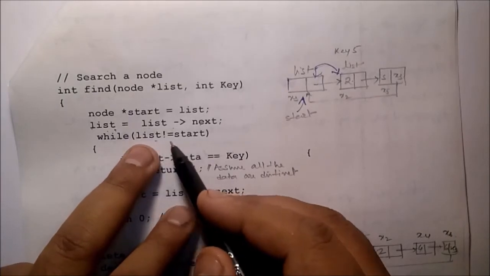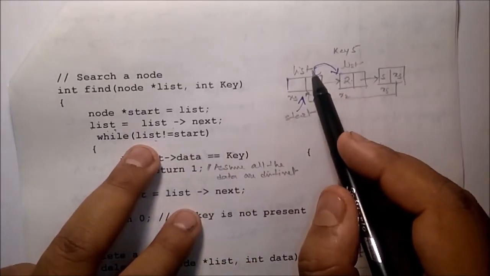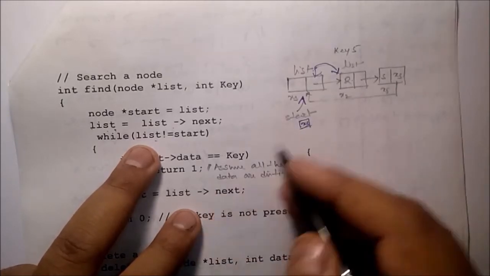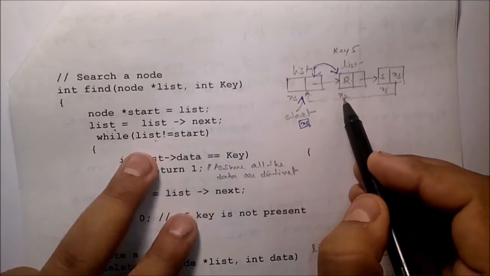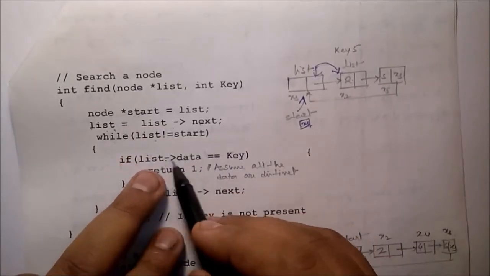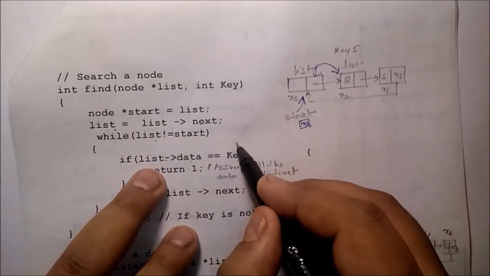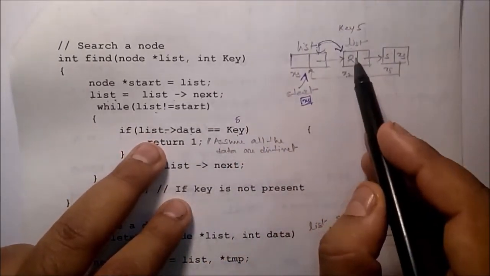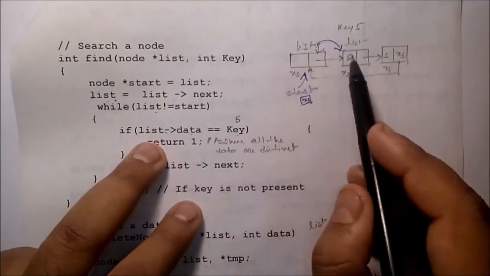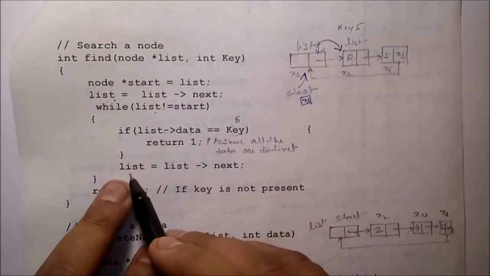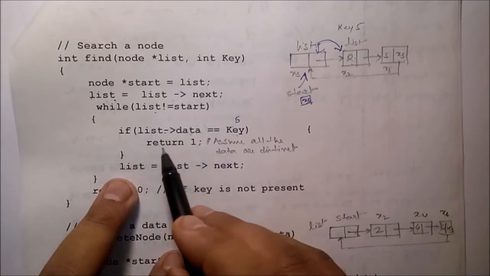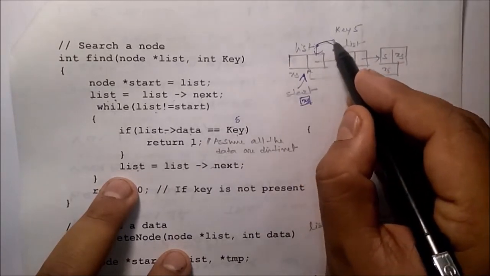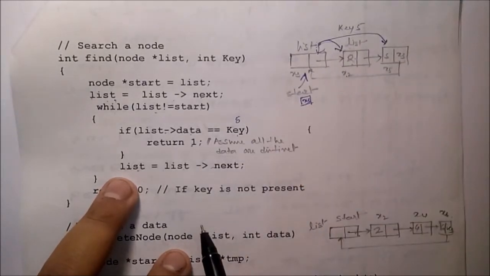Okay, while list is not equal to start. In start, the address of the first node is there. Say the address of the first node is x6. No, here it is x2. So the condition is true. If list data is equal to key, now suppose you want to search whether 5 is there or not. Okay, now list data is equal to key. In list data it is 2, key no. The condition is not true. So do not execute this particular part, return 1. So list is equal to list next. So now the list is this one, list is equal to list next.